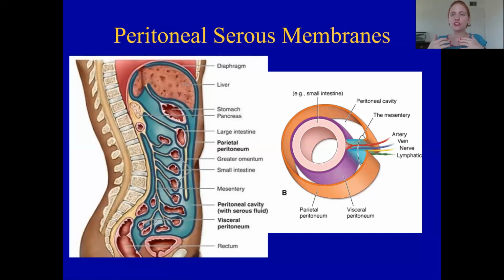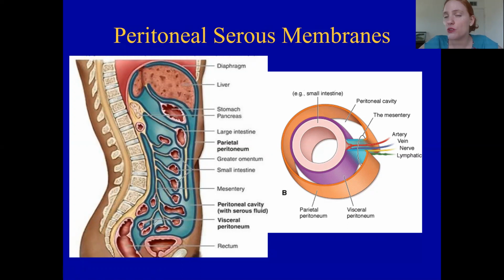So the way to think about this is if you were to cut the cadaver open and look at the inside of the muscles, right? You take those abdominal muscles, pull them back, and lining the inside of those abdominal muscles, that's where you would find the parietal peritoneum.